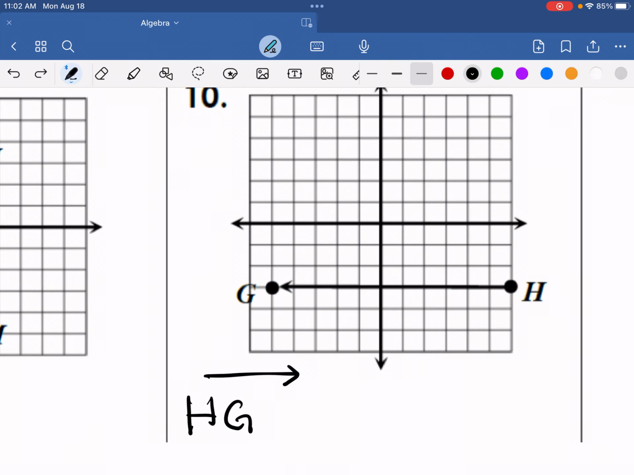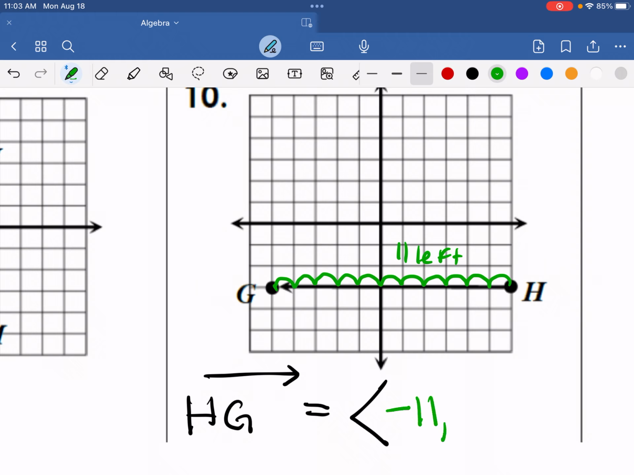Okay, so where are we moving? The first number is always left and right. Okay, this arrow is going left. 1, 2, 3, 4, 5, 6, 7, 8, 9, 10, 11. So 11 left. That means that's a negative 11 because we went left.